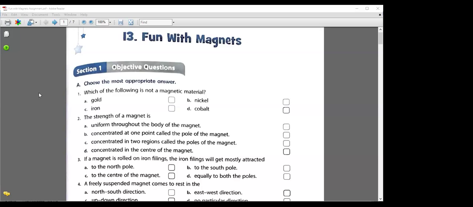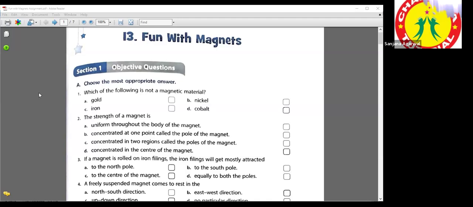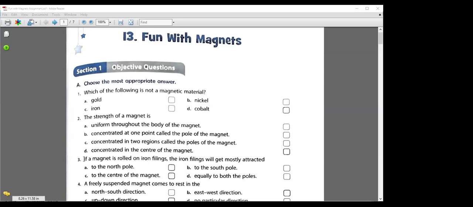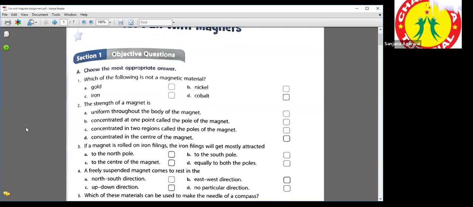Ma'am, at the center. Very good. At the center. And anywhere else in the surrounding, outside the magnet, the strength will be weak. Okay. Now third, if a magnet is rolled in iron filings, they will get attracted equally to both the poles. Good.